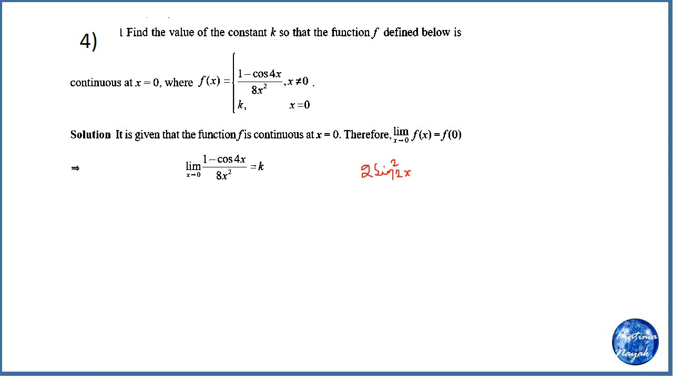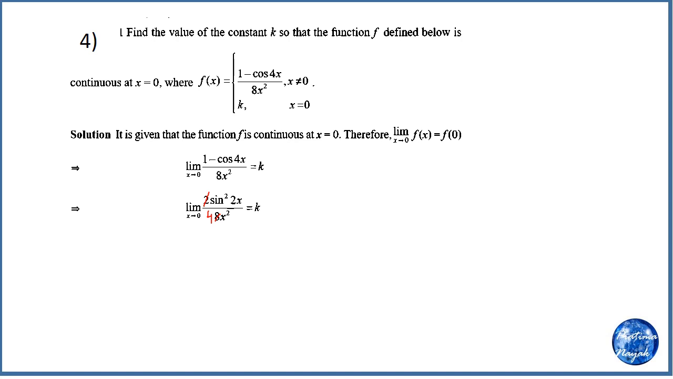Now to find the limit of this, what we'll put? We'll put the formula 1 minus cos 4x is equal to 2 sine square 2x. 2 sine square 2x. This is the formula you have to recall here so that you can do this question. So it will be limit x tends to 0, 2 sine square 2x by 8x square. It will be equal to k.